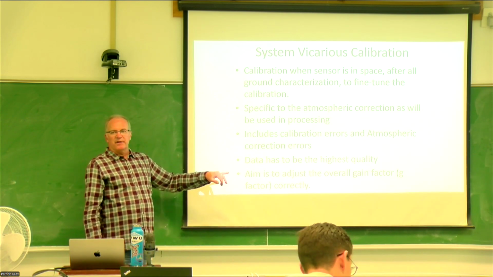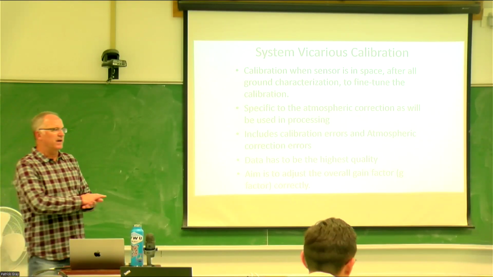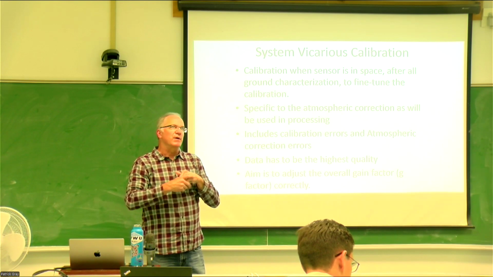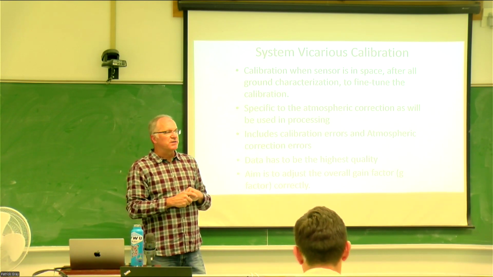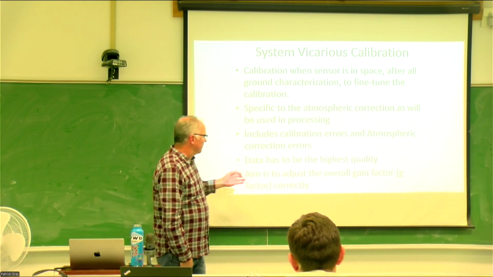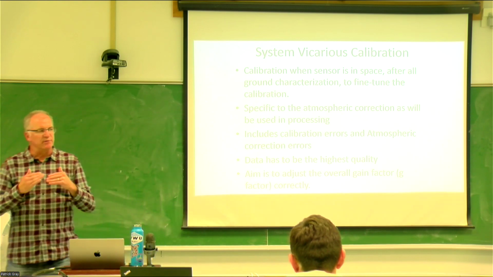The data has to be the highest quality because what you guys looked at too is that the radiance, even in the sky irradiance model, is much higher than the water leaving radiance, right? So if you're really trying to get at a good water leaving radiance, your errors have to be really, really small.